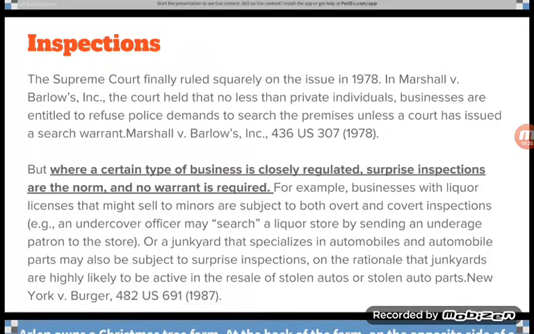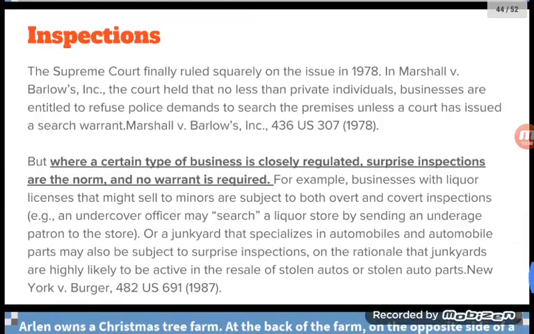Inspections. Administrative agencies can inspect. What's our limit there? All right, talking about some police searches there. Where certain types of businesses are closely regulated, surprise inspections are the norm and no warrant is required. For example, a business with a liquor license that might sell to minors is subject to both overt and covert inspections. Or a junkyard that specializes in automobile parts may be subject to surprise inspection with the rationale that junkyards are highly likely to be active in the resale of stolen autos or stolen auto parts. So if there's some reason why a business should be closely regulated, surprise inspections are allowed. No warrant is required. Otherwise, a warrant is going to be required, and surprise inspections are not going to be allowed.